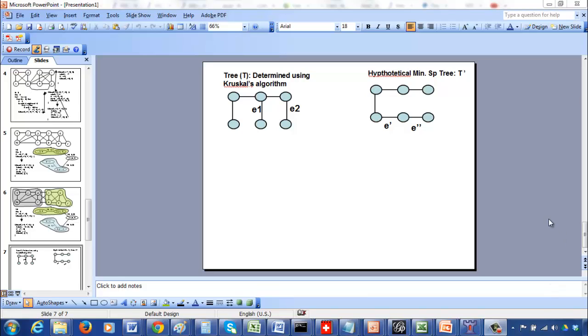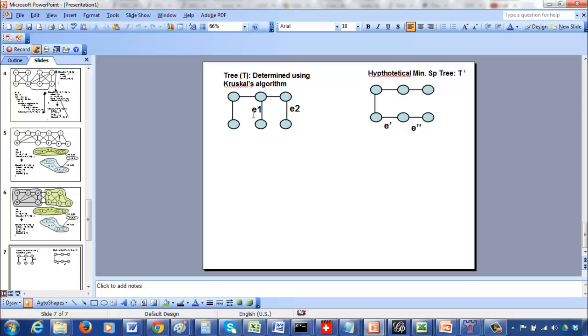Okay, so now we are going to look at the proof of correctness of Kruskal's algorithm. Kruskal's algorithm finds you the minimum spanning tree. We want to prove that it does find the minimum spanning tree for you. To start with, let's say the tree that is found using Kruskal's algorithm is this tree T. It's just a spanning tree to start with. We want to prove that it is a minimal spanning tree, right?